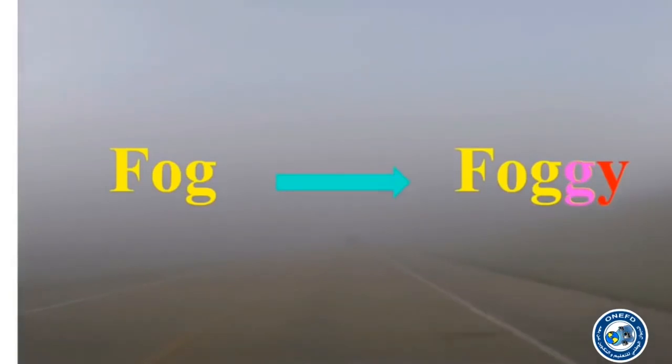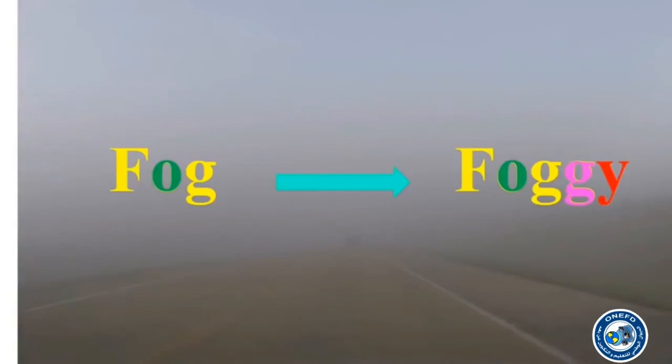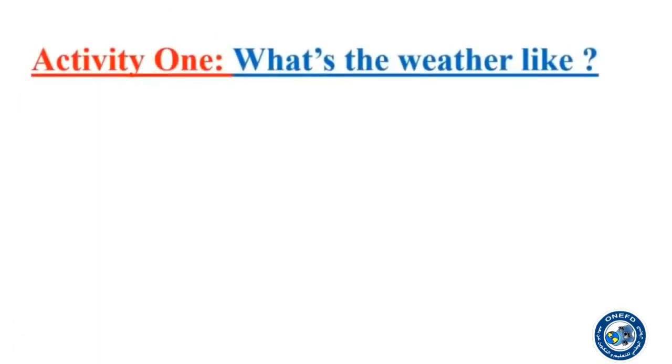We add y. But always we must double the consonant G because there is the vowel O. So when there is a vowel and then consonant, I must double the consonant and then I add the suffix y. So fog, foggy. Let's practice now, dear pupils.